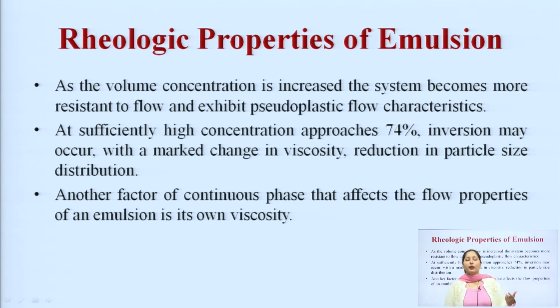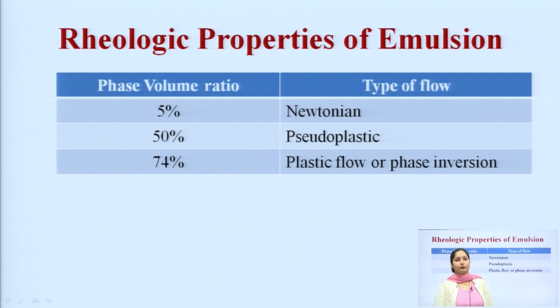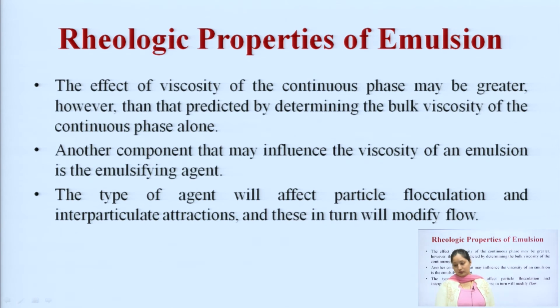Another factor of the continuous phase that affects the flow property of the emulsion is its own viscosity. So, the above points are related to the dispersed phase. Now, we will discuss the factors related to the continuous phase. The important factor related to the continuous phase is its own flow property, that is, its own viscosity.